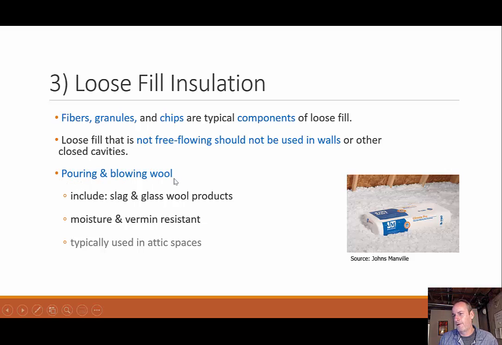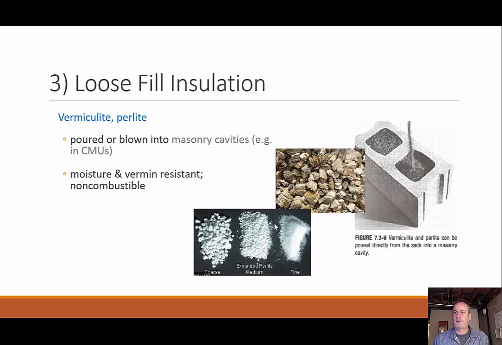So either pouring or blowing of wool includes slag and glass wool products, moisture and vermin resistant, typically used in attic spaces. That's the place I most likely think of it. Two different characteristics, vermiculite and perlite, and these can be put into the masonry cavities. Remember these masonry cavities we talked about last time, like CMU walls, right? And they are moisture and vermin resistant and non-combustible. So more insulation, a way to insulate our CMU walls directly.